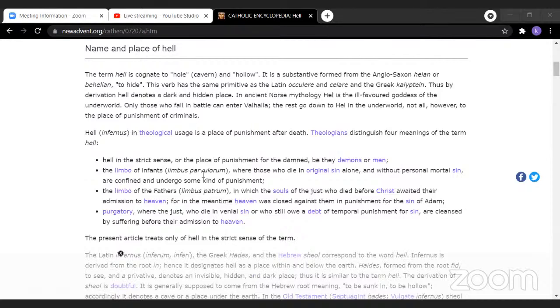The limbo of infants, where those who die in original sin alone and without personal mortal sin are confined and undergo some kind of punishment. The limbo of fathers, in which the souls of the just who died before Christ awaited their admission to heaven, for in the meantime, heaven was closed against them in punishment for the sin of Adam. And purgatory, where the just who die in venial sin or who still owe a debt of temporal punishment for sin are cleansed by suffering before their admission to heaven. Y'all see that? Yeah. Yes.